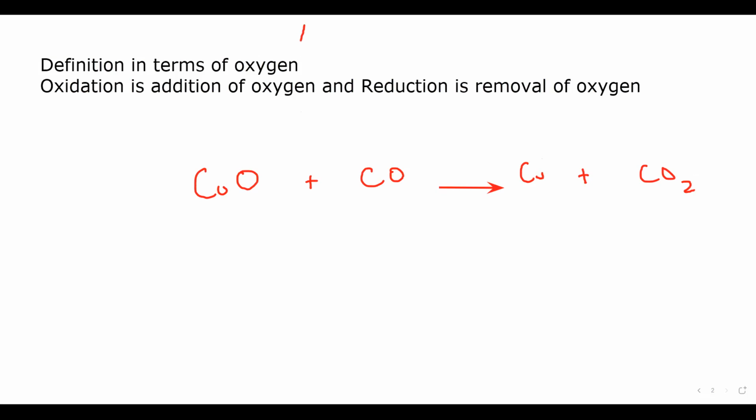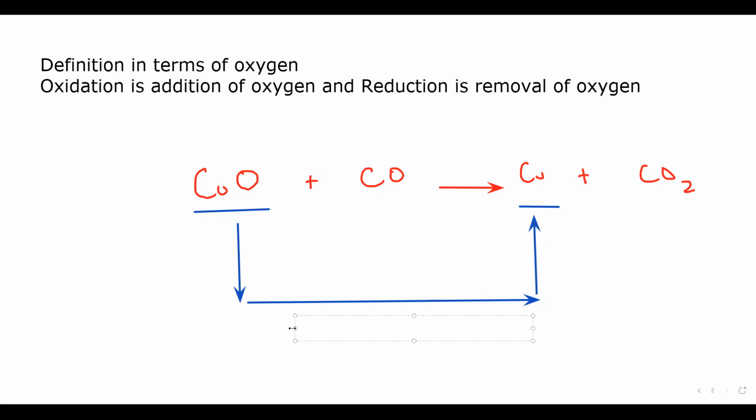When we check the first part, first it is copper oxide and then it turned into copper. So when copper oxide turned into copper, it shows that oxygen is removed. So when oxygen is removed, what we call removal of oxygen, we call that reduction. So this change of copper oxide to copper metal, we call that reduction.